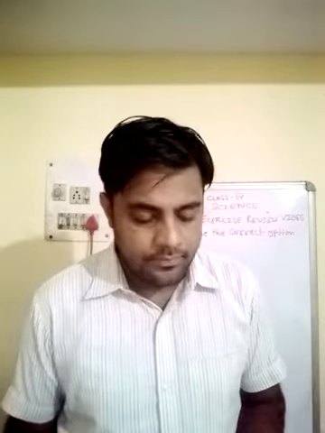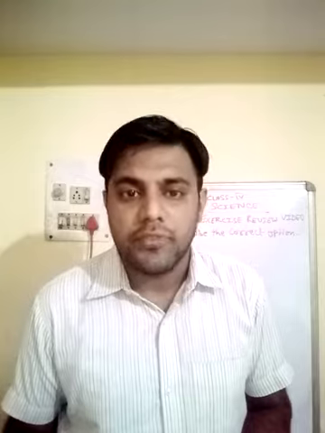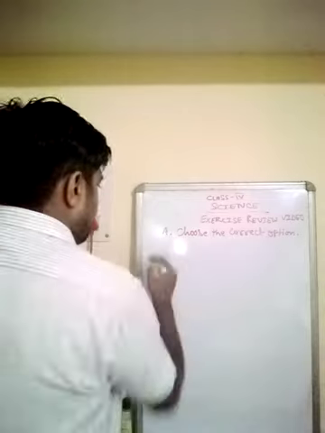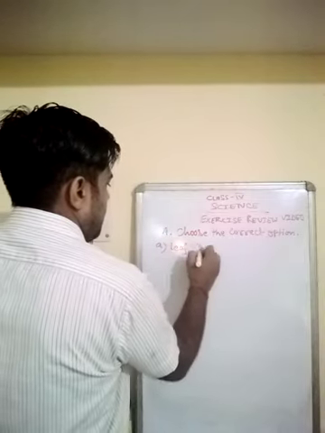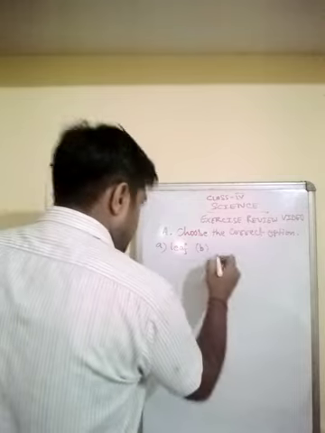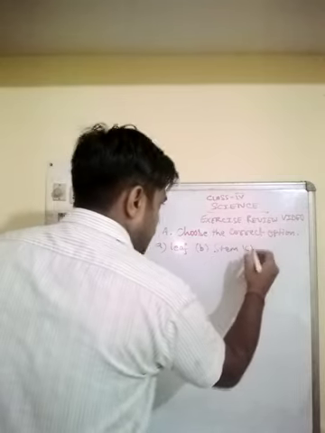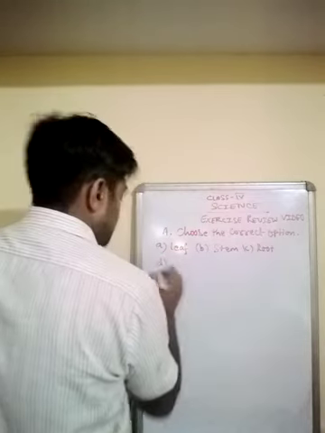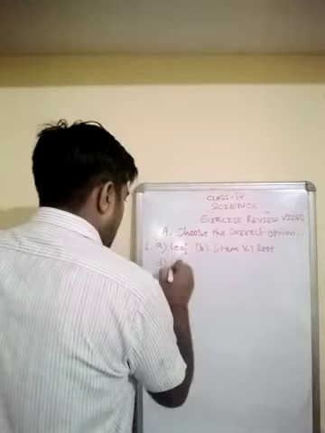Your exercise 1. Dash absorbs water and minerals from the soil. Okay, dash absorbs water and mineral from the soil, and your options are number A, leaf, number B, stem, number C, root, and number D, flower.